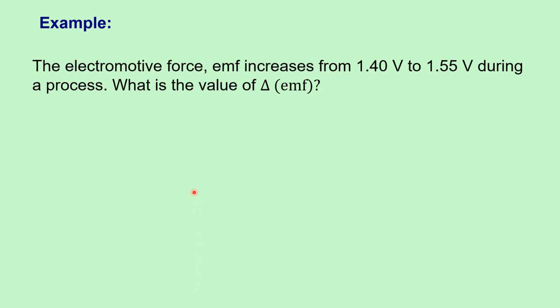Okay, the next example is about the electromotive force. Same thing, you are given that the EMF increases from 1.4 volt to 1.55 volt during a process. So you have to calculate the value of delta EMF here. Same thing, by using the final minus the initial, you will get 0.15 volt.